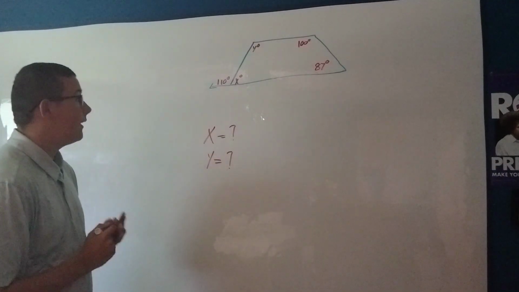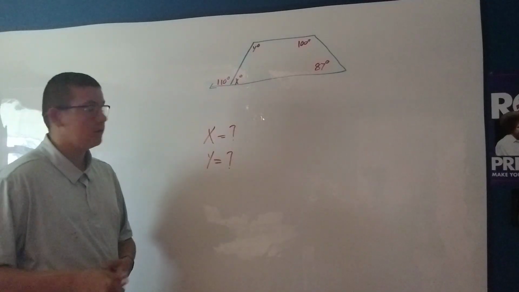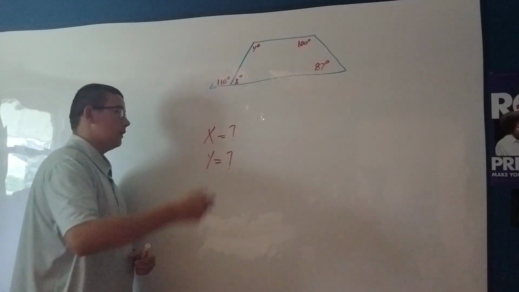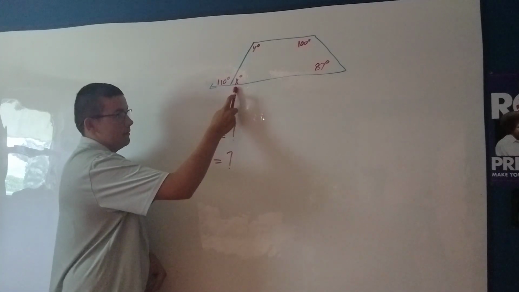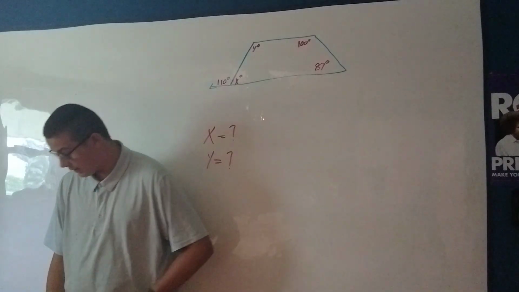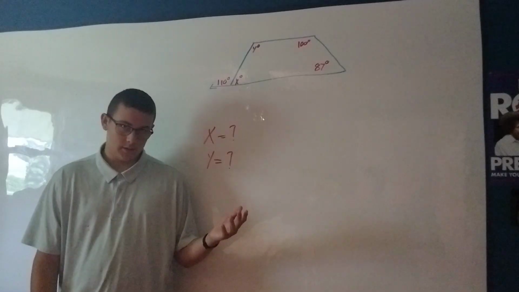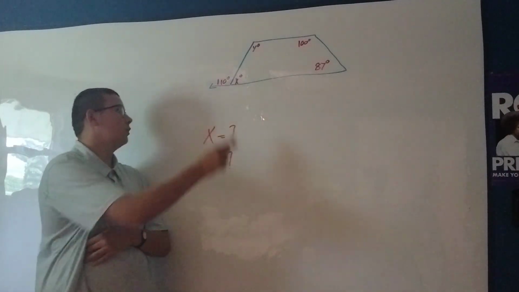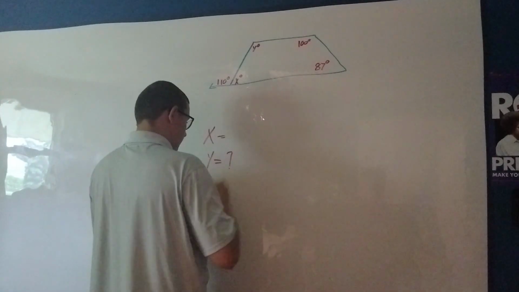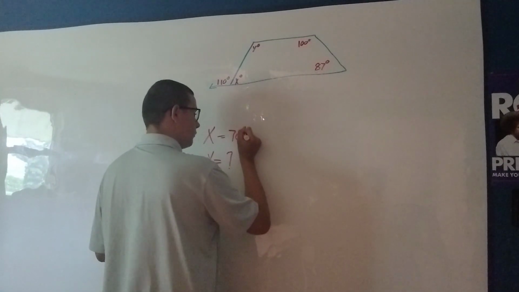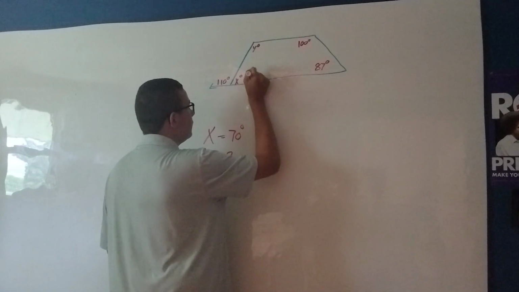Solve for x and y like that. So how would you go about this? If you want to try and figure it out yourself, pause the video. Well, what you can start with is see that 110 and x are supplementary, right? So that means that x is going to be 180 minus 110, or x equals 70. X equals 70, and I'll put here in parentheses 70.